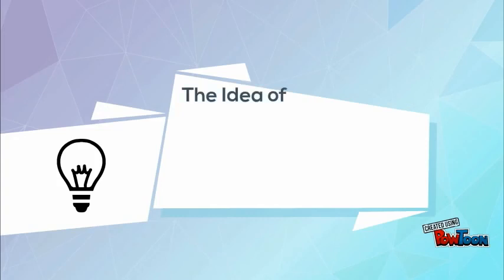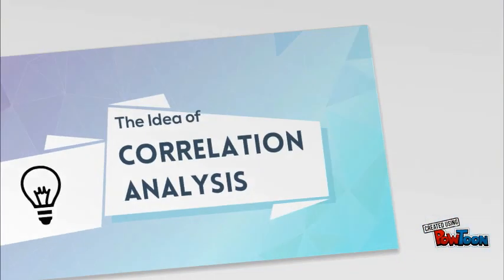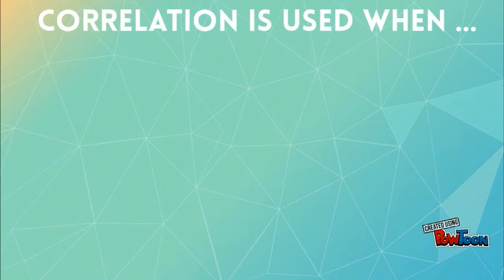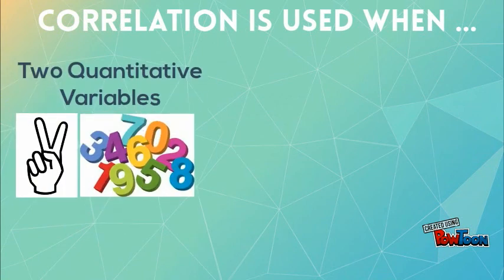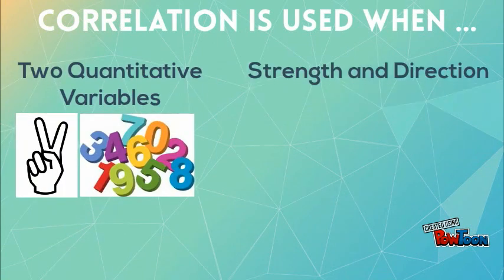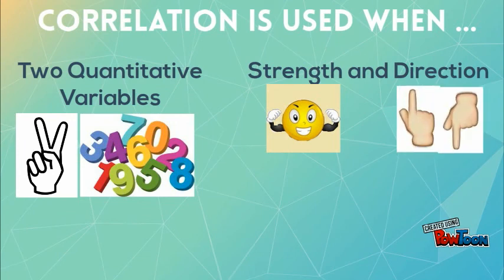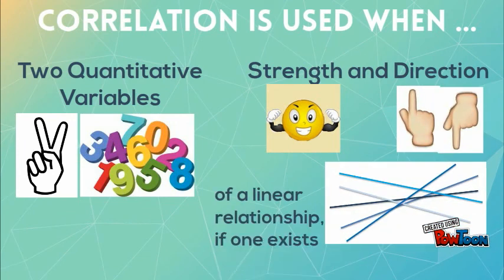The idea of correlation analysis. Correlation analysis is used when you have two quantitative, that is numerical variables, and you want to determine the strength and direction of the linear relationship between them if one exists.